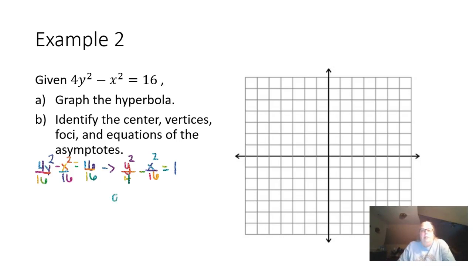All right, so our a squared is going to be equal to 4, which means that a is going to be equal to 2. And our b squared is going to be equal to 16, which means that b is going to be equal to 4. And our center, again, we get this from the numerator up here. It looks like it's going to be at 0, 0 again.